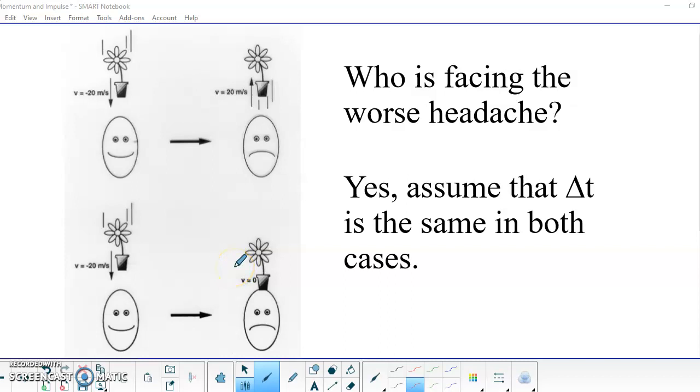Okay, here's a quick overview of what you missed if you missed class on Tuesday. For notes, we started class with this opening question: who's facing the worst headache? You've got two people here and a flower pot that's coming in and hitting them on the head.